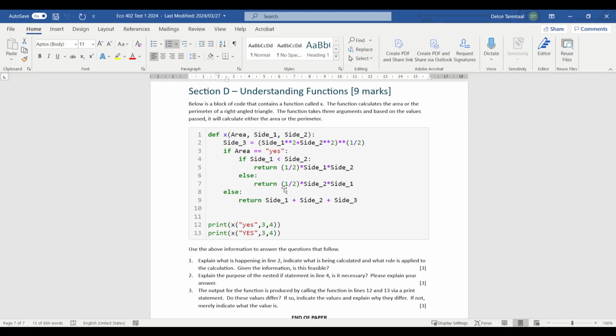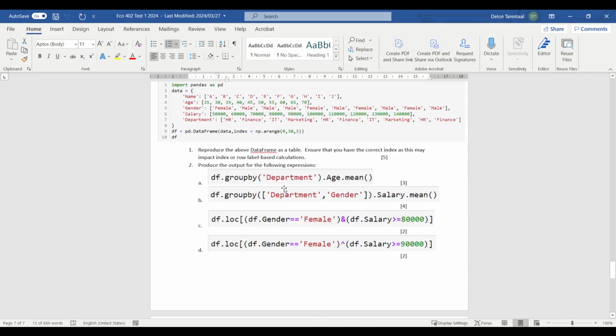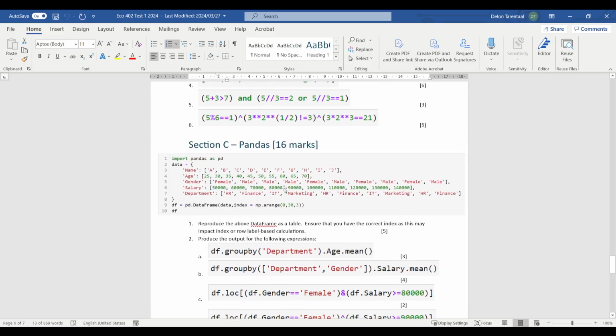Section C, you don't want to do it because it's long. Yeah, this is pandas. Do you know what pandas is? Yeah. You know what pandas is?